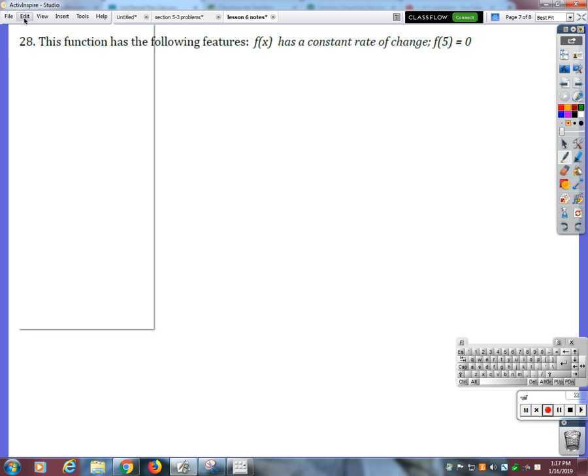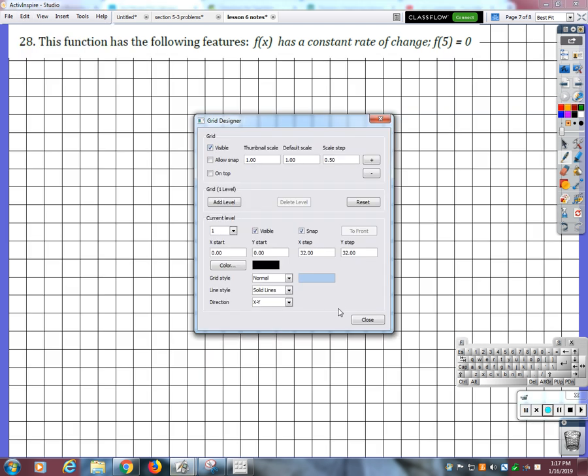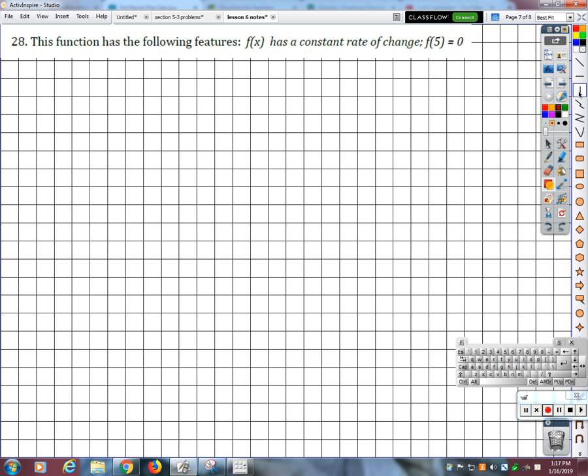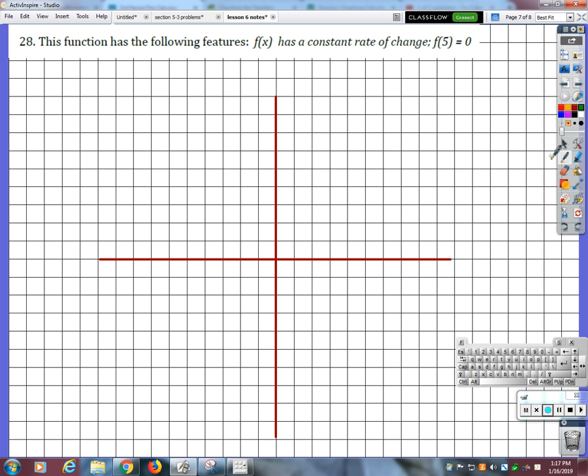All right, number 28. This function has the following features. f of x has a constant rate of change. What in the world does that mean? Okay, good. Do you guys see what Nathan did? That's exactly right. It's going constant. So the math way of saying that is if it has a constant rate of change, that means it's a straight line. It doesn't do any weird stuff, okay?